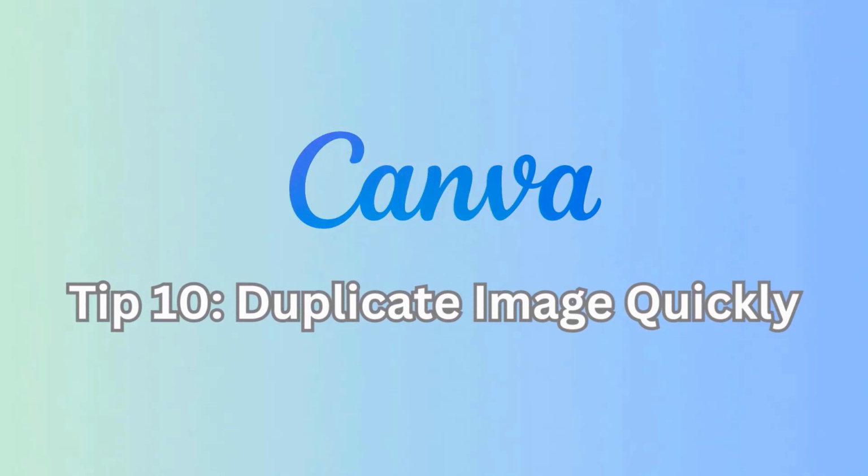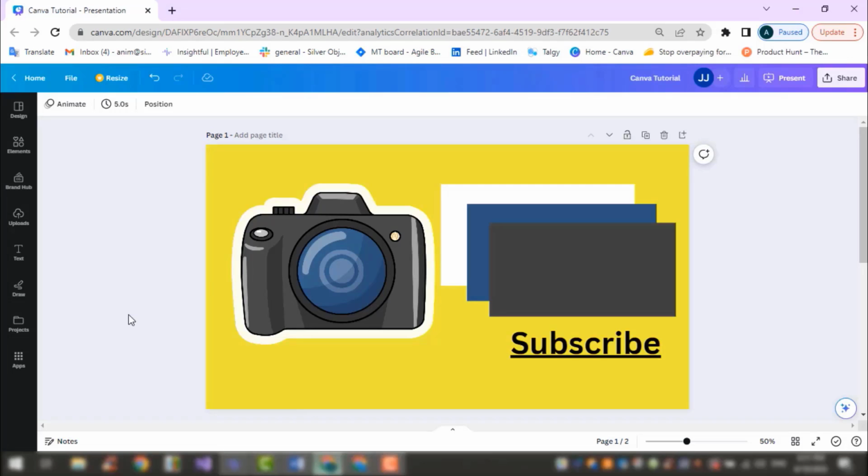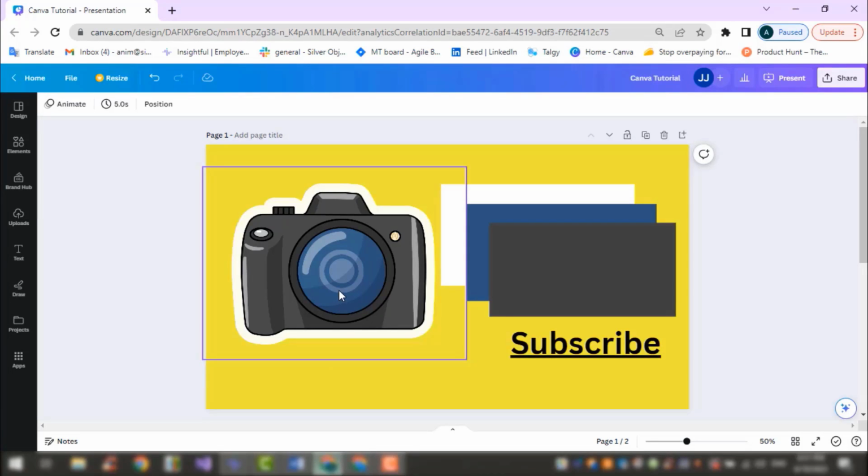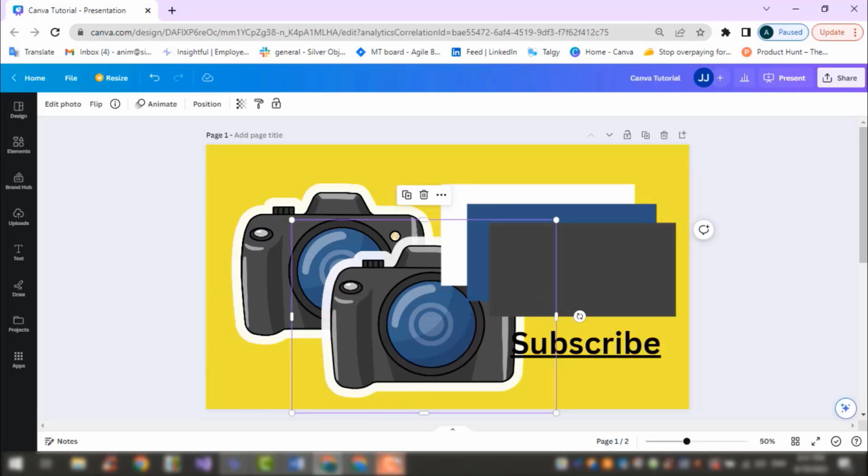And the last tip is called Duplicate Image Quickly. Click on the Alt button, or Option on Macs, and click on the image. Drag it to a new position and this will duplicate the image.